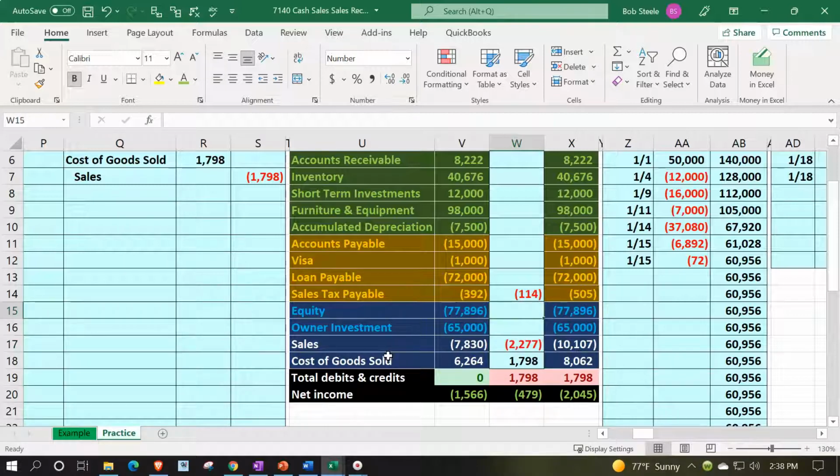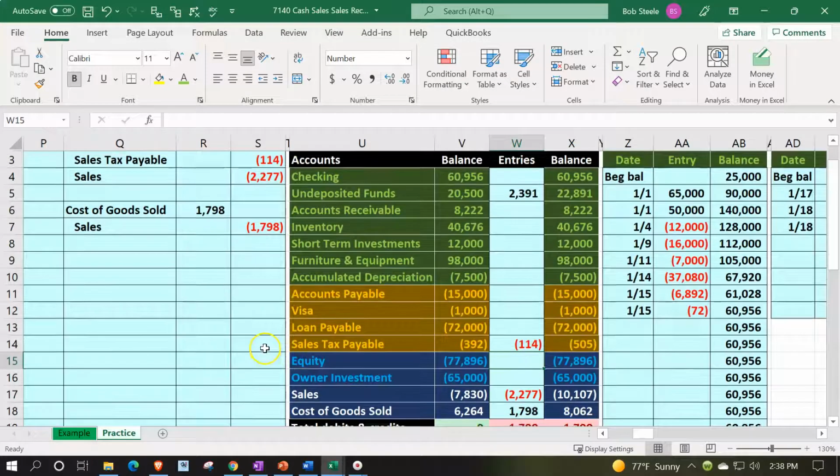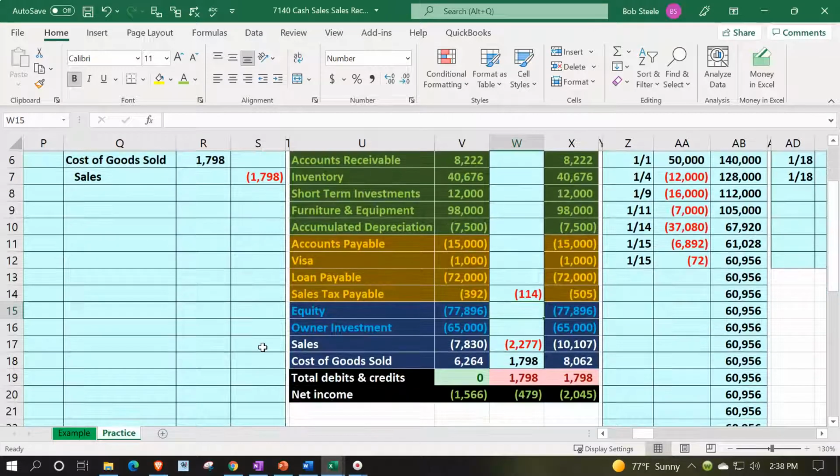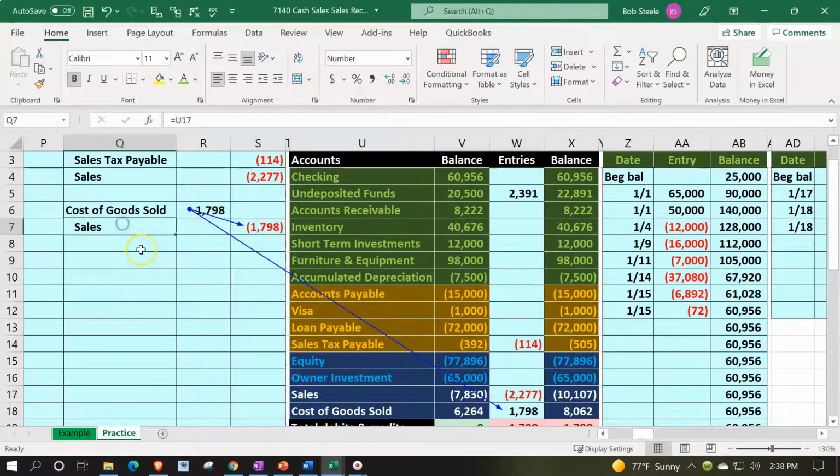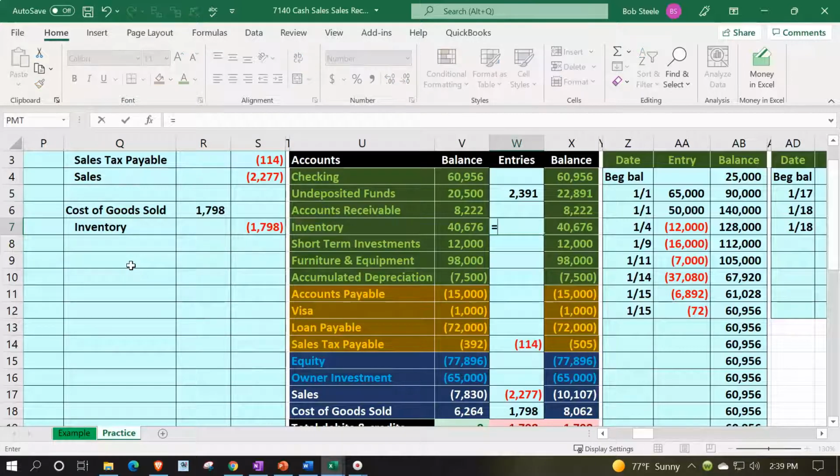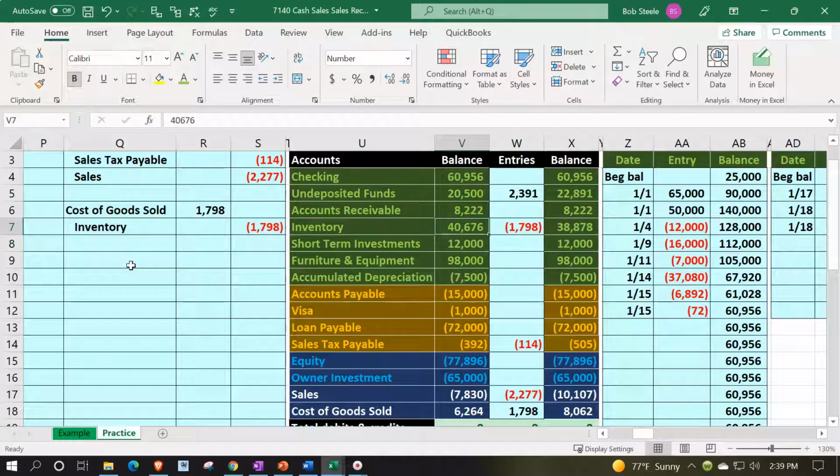And so then we also have, notice I recorded this incorrectly. It should be inventory, obviously. This should be inventory, a decrease in the inventory. Apologize for that. And then we're going to record this to inventory. This is going to be equal to the 1798. So it goes from 40,676 down by 1798 to 38,878.